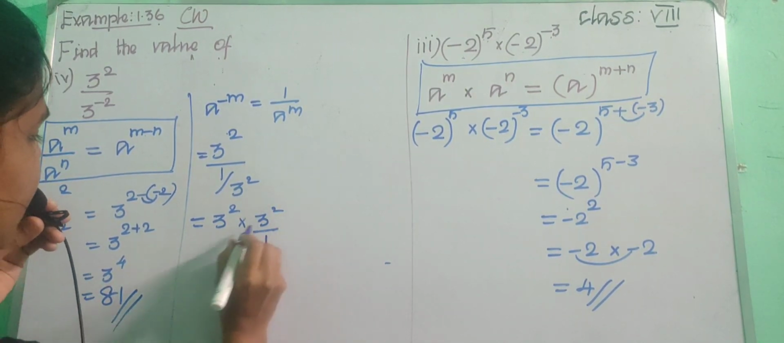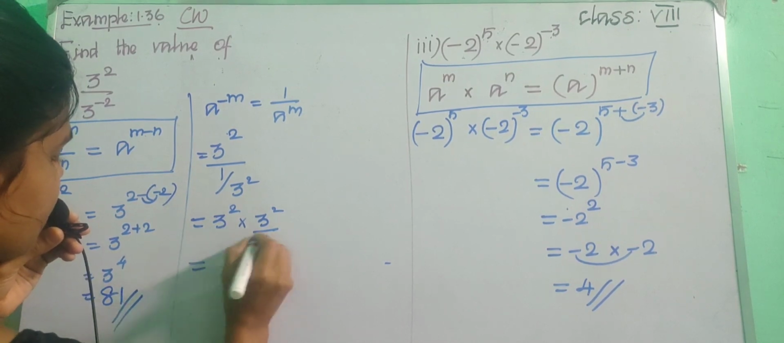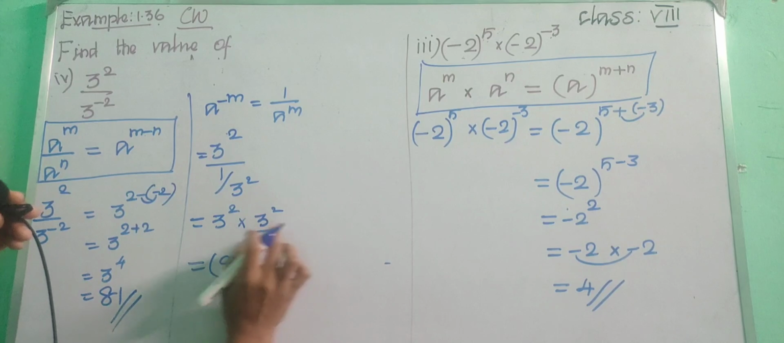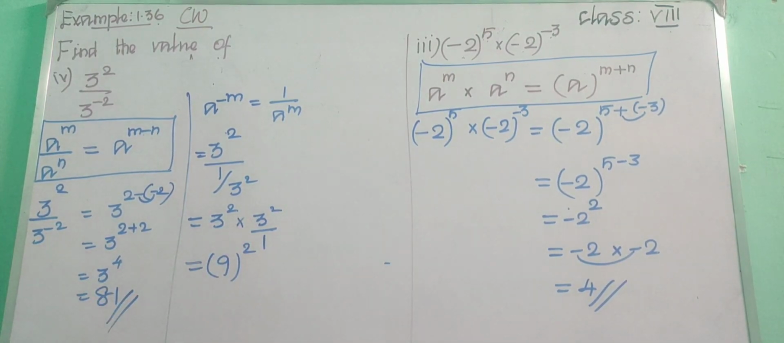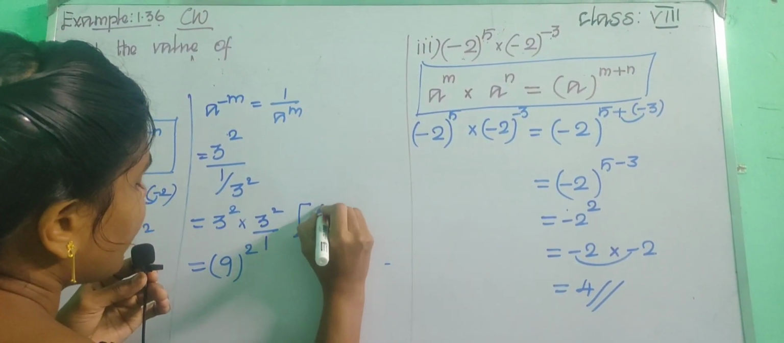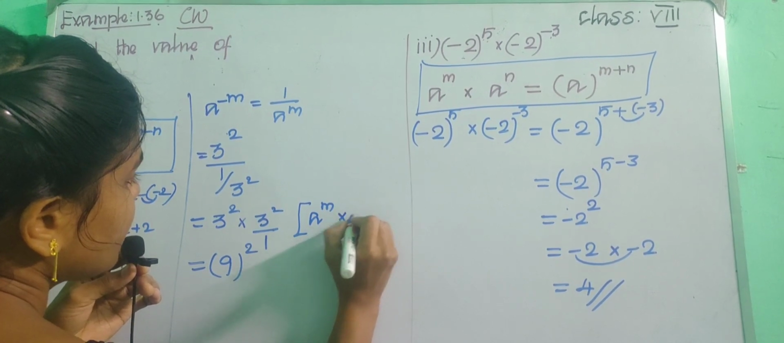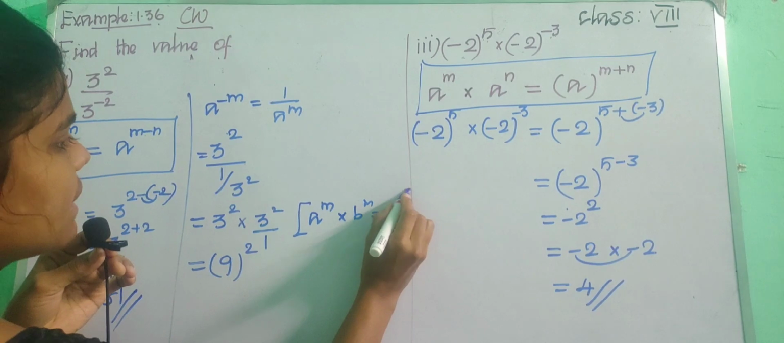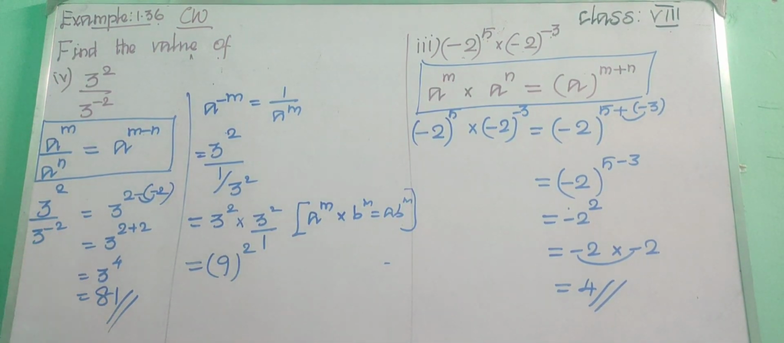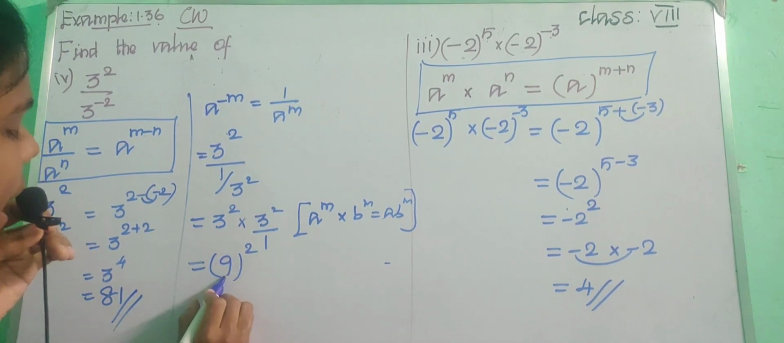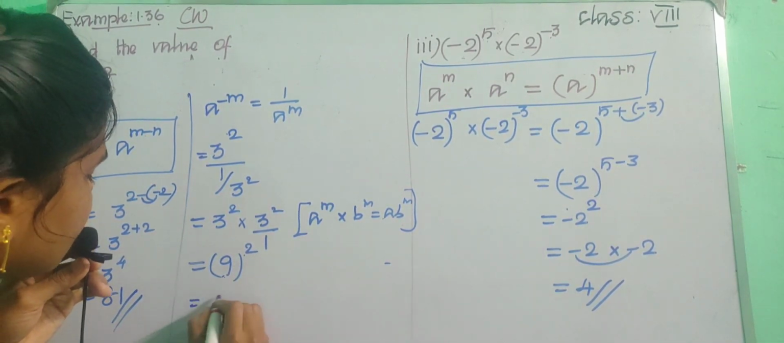So what will you get? 3 power 2 into 3 power 2. So 3 3s are 9, 9 power 2. The same terms, right? See, here we are just applying a power m into b power m equal to ab the whole power m. We are just applying this rule. So 3 into 3 is 9, 9 squared, it is 81.